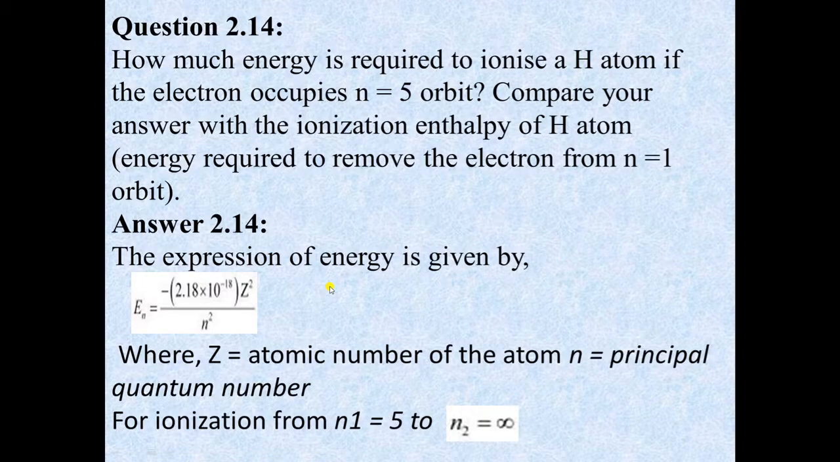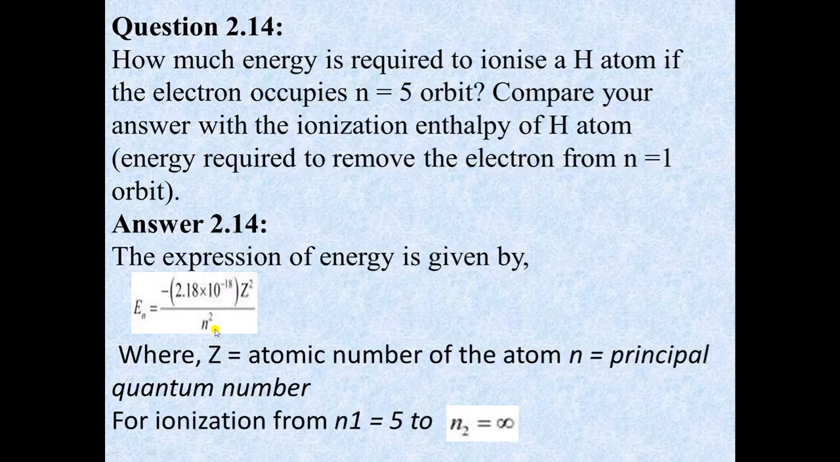Now question number 14: how much energy is required to ionize a hydrogen atom if the electron occupies n = 5 orbit? Compare your answer with the ionization enthalpy of hydrogen atom. Energy required to remove the electron from n = 1 orbit. So here the formula to find the energy of any orbit is En = −2.18 × 10^-18 × Z² divided by n².